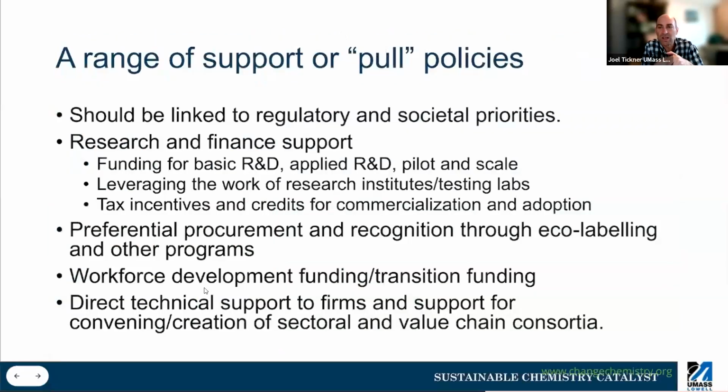So we know there's a range of what we might call pull policies or incentive policies. And what we need to do more effectively is link those to priorities. If our priority is to get rid of highly hazardous pesticides, how do we create the incentives or the pull to drive away from the highly hazardous pesticides and towards more sustainable forms of agriculture?